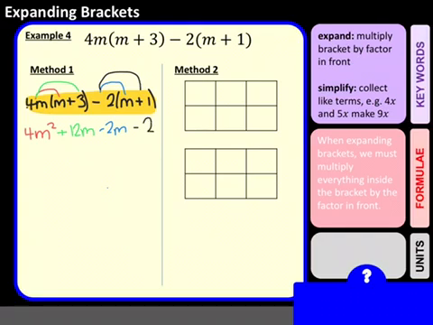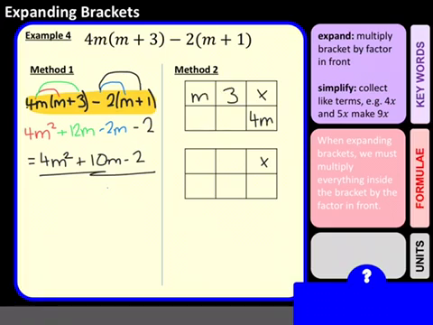And now I can collect my like terms together, so only the one term in m squared, but 12m take away 2m gives me 10m and a minus 2 on the end. Again, because we've got 2 brackets for method 2, we're going to have 2 grids. So I've got 4m and m plus 3, and this time we're timesing by minus 2 and m plus 1.